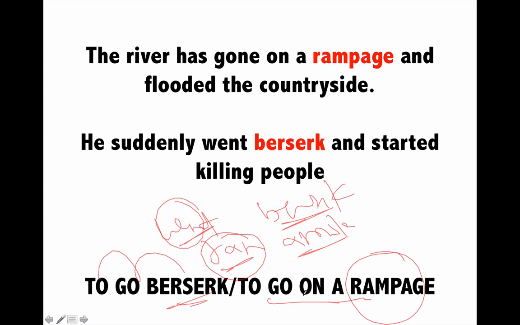So before rampage we will use "go on a". For example, the river has gone on a rampage and flooded the countryside, which means the river has gone out of control and now it has flooded the countryside, flooded the town.